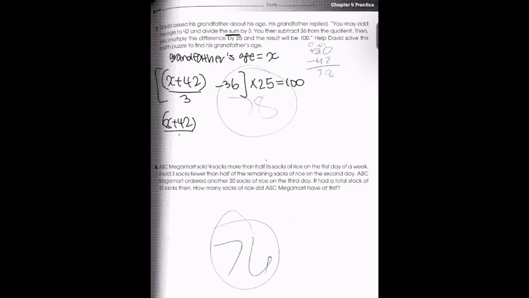And so working backwards, we're going to divide 100 by 25. So we're going to get 4. Then we're going to add 36. So that's going to be 4 plus 36, which is 40. And then x plus 42 is going to be 40 times 3, which is 120. And so x is going to be 120 minus 42, which is equal to 78. So he's going to be 78 years old.